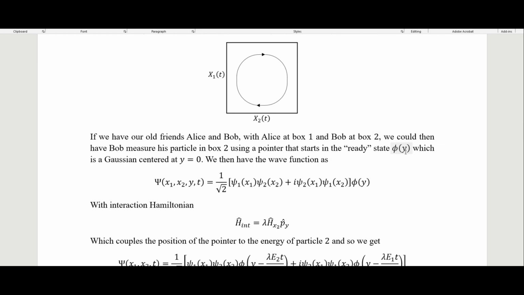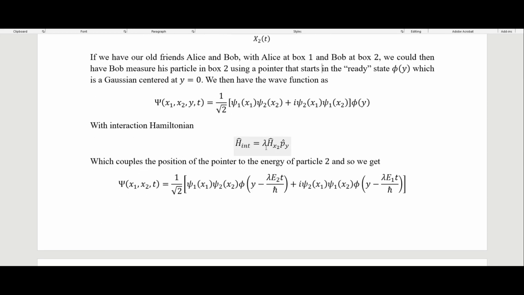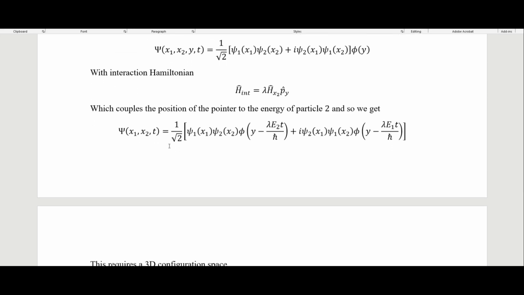So that's this phi of y here, which is a Gaussian centered at y equals 0. We then have this as our wave function. This is still the same right here, but now we have this phi of y right here. So we have this as our interaction Hamiltonian, where this lambda is the strength of the interaction. And this couples the position of the pointer to the energy of particle 2.